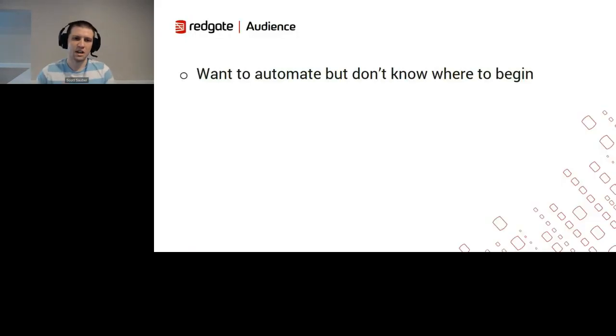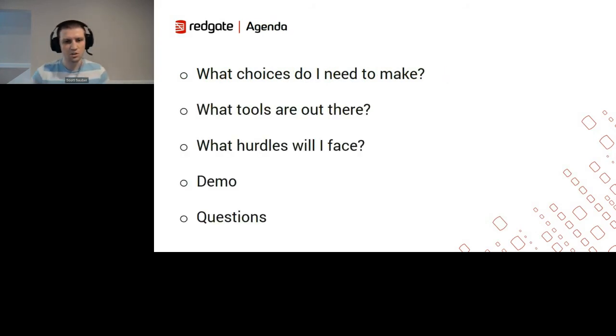When I made this talk, I had a very specific audience in mind, and that audience was anybody who wants to automate their database pipeline, but really doesn't know where to begin. Maybe today you've got a manual process and you want to automate it, but you don't really know how to get started. So what we're going to cover today is what choices you need to make, what tools are out there, what challenges you're going to face, and I'll do an end-to-end demo of a pipeline using Redgate SQL Change Automation and Azure DevOps. And then I'll take questions at the end, so if you just want to start pumping them into chat, I'll address all of those at the end.